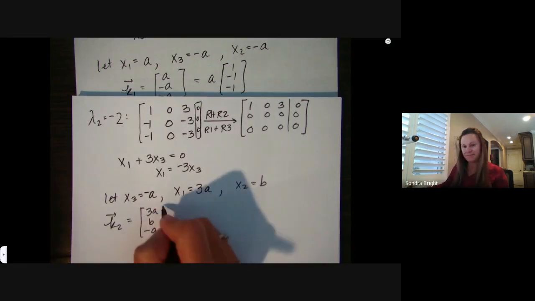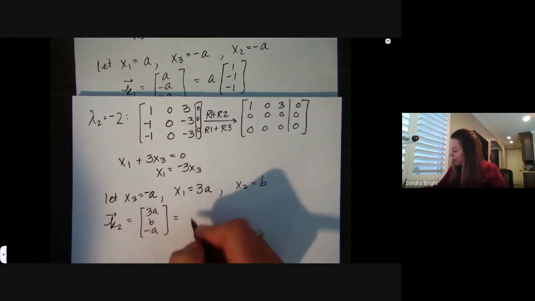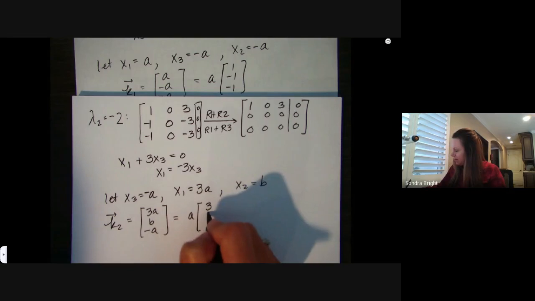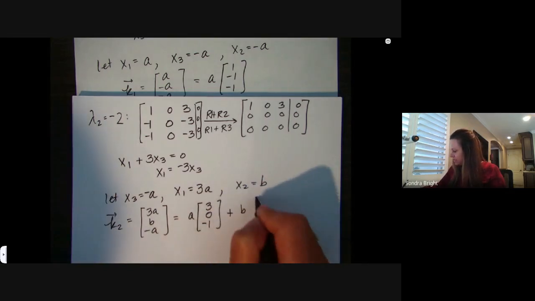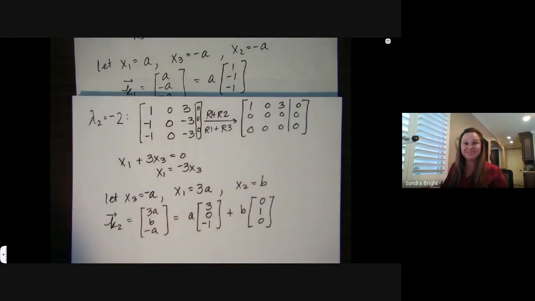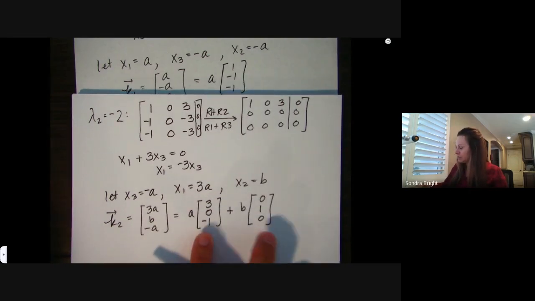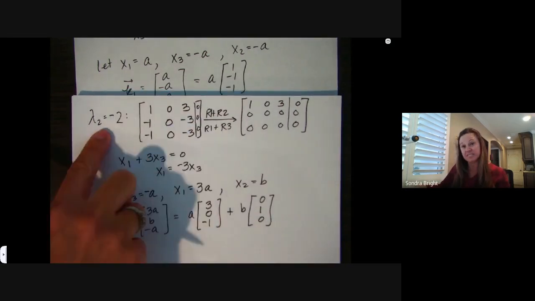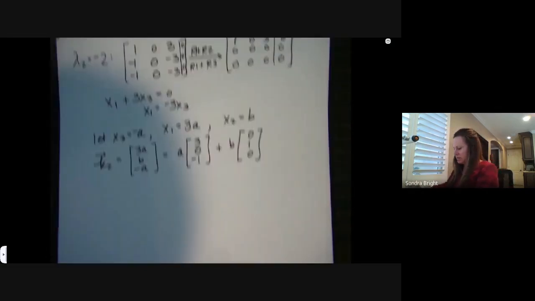Which means I can rewrite this as a times 3, 0, negative 1 plus b times 0, 1, 0. You got two linearly independent eigenvectors for this guy, which had a multiplicity of 2. So we're golden. All right, so what is our answer then?